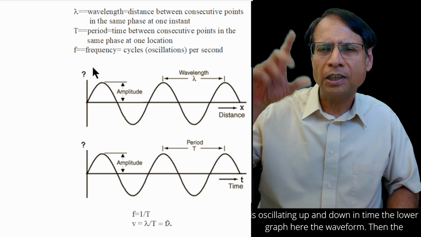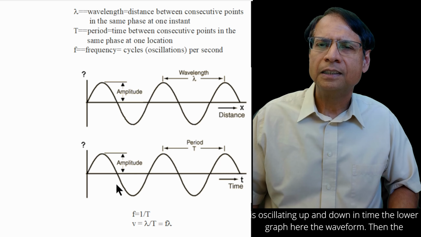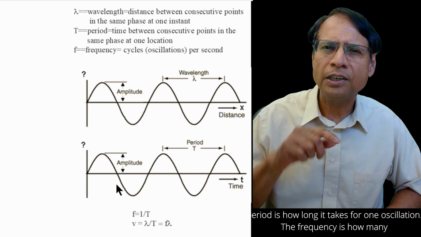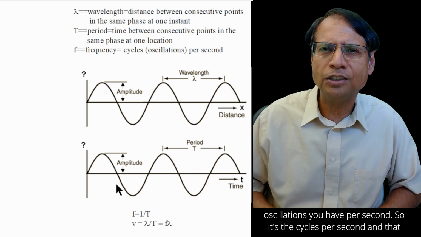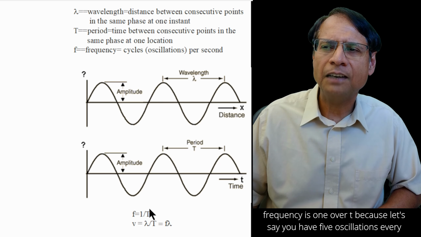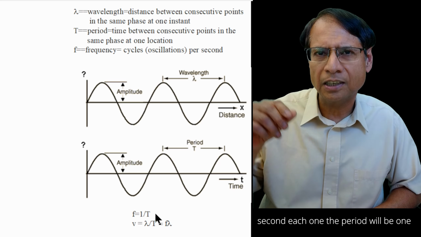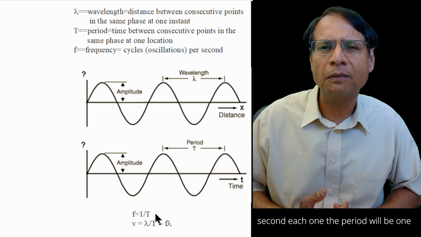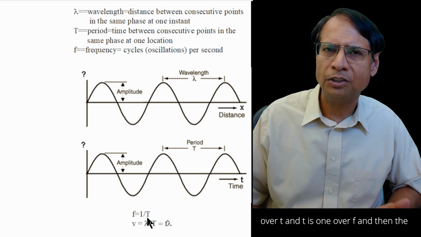As this thing is oscillating up and down in time, the lower graph here, the waveform, then the period is how long it takes for one oscillation. The frequency is how many oscillations you have per second. So it's the cycles per second. And that frequency is 1 over T, because let's say you have 5 oscillations every second. Each one, the period will be 1/5 of a second. So the frequency is 1 over T, and T is 1 over f.